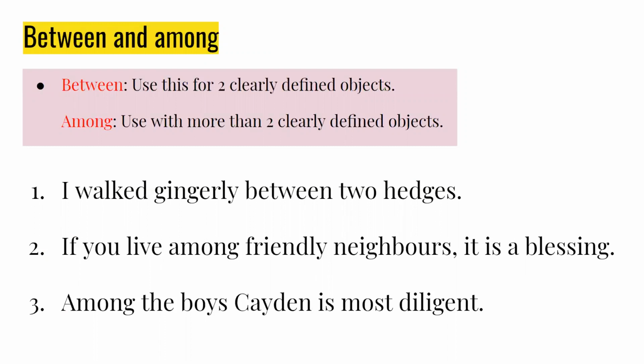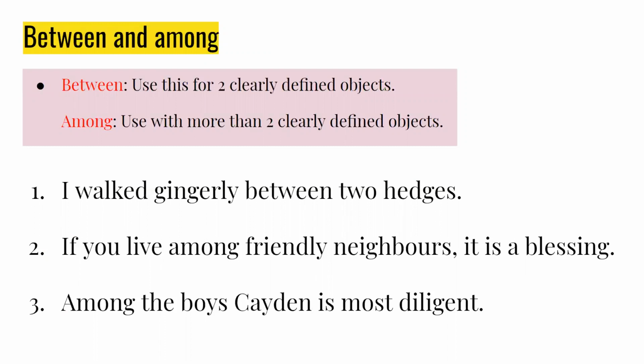If you live among friendly neighbors, it is a blessing. Among shows the link between more than two neighbors. You'll notice that the number of neighbors was not clearly defined. In instances like this, we use the word among.